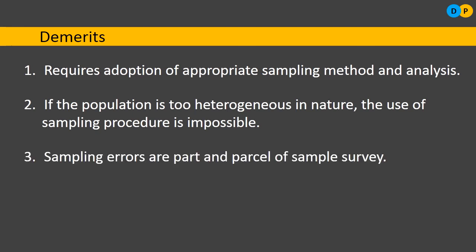Next, third one is, sampling errors are part and parcel of sample survey. So whenever you are going for sample survey, there will be sampling errors. You cannot rule out the sampling errors. For example, while buying 1 kg of laddu from a sweet stall, I will be taking a sample. For my bad luck, the sample I have taken may be a very good one, very tasty one. But the 1 kg of laddu I have taken for my home may not be the tasty one. Sometimes it happens. So these are referred to as sampling errors. So while taking the sample also, there is a chance of committing mistakes or getting errors.